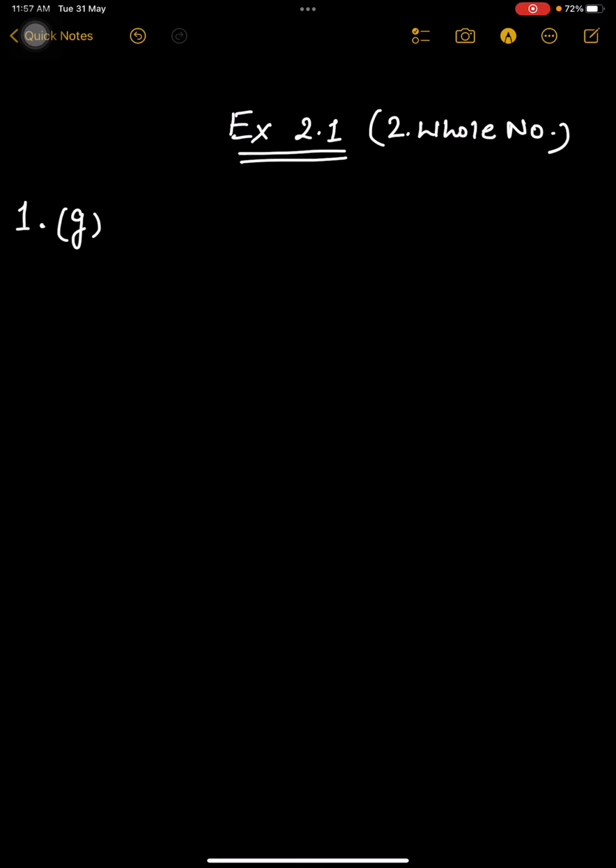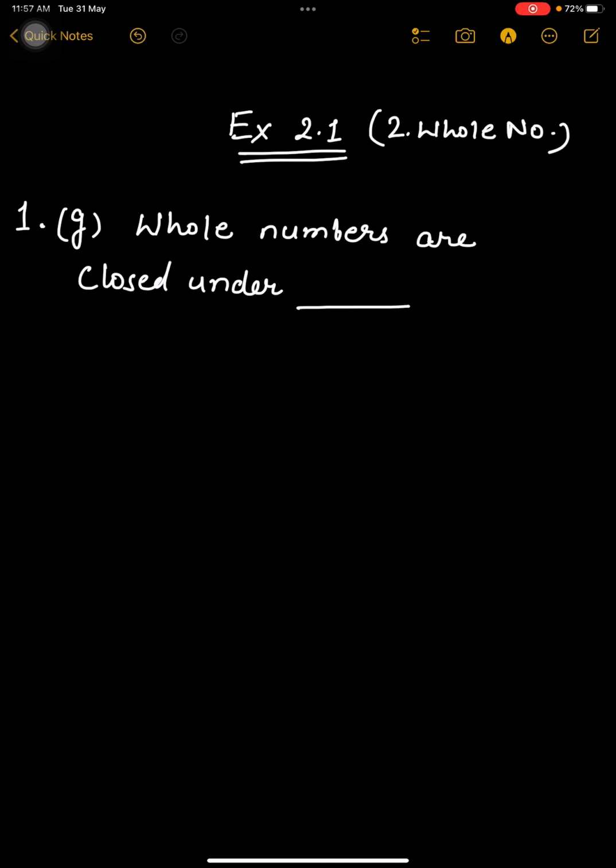Part G of question number 1 says that whole numbers are closed under dash but not under dash. In this question they are talking about the closure property. When I say the whole numbers are closed under certain operation, I am talking about the closure property which satisfies under certain operation, and you all are aware of the closure property.